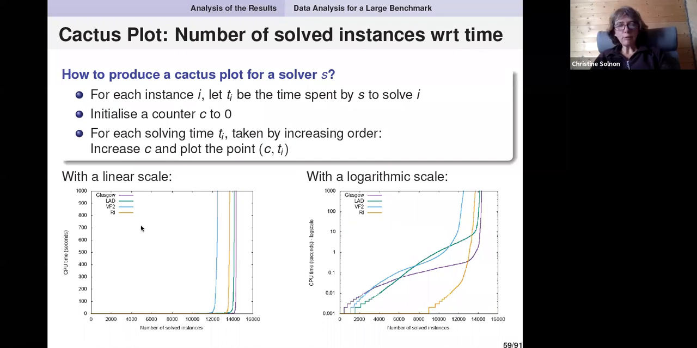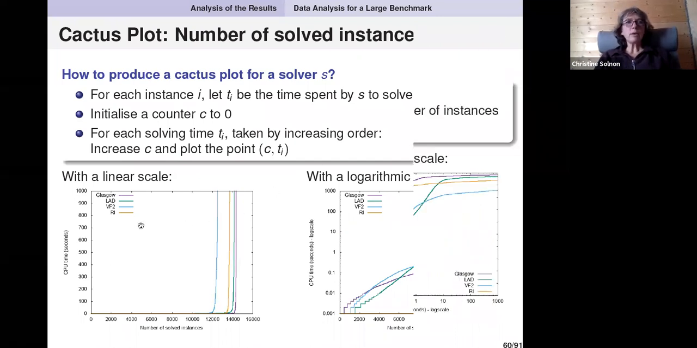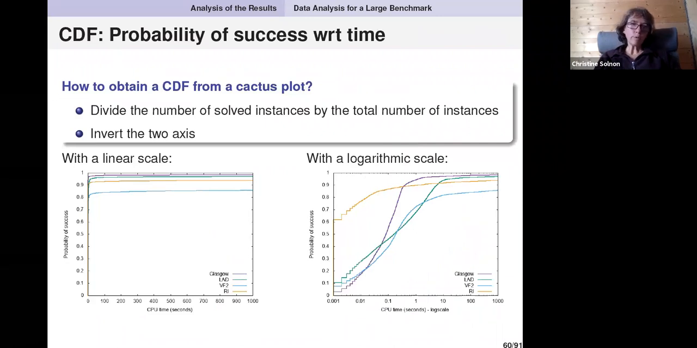A slightly different kind of plot is the cumulative distribution function, which I already introduced for previous case studies. Now I'm going to plot the probability of success with respect to time for my benchmark. So I easily obtain a CDF from a cactus plot simply by dividing the number of solved instances by the total number of instances. And also I invert the two axes. So now I have the time here and the probability of success on the y-axis.